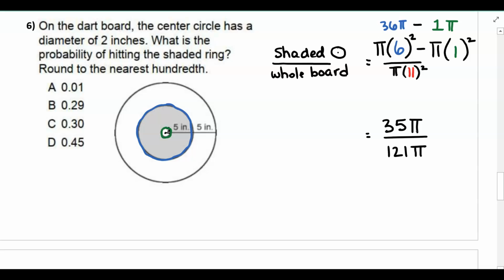And if I do 35 pi divided by 121 pi, I find that I have a probability of 0.289256, etc., which brings me to a probability of 0.29.